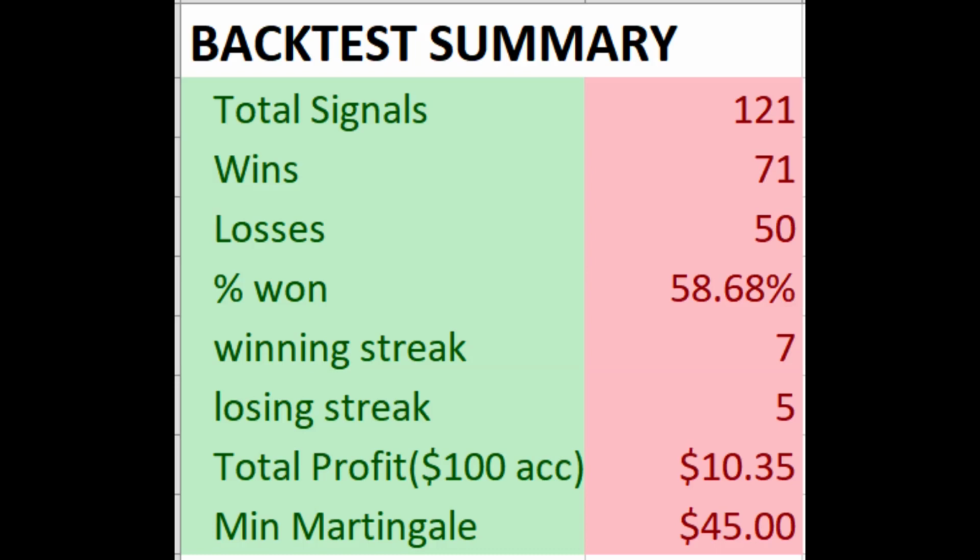Assuming a starting balance of $100 and a risk of 1%, and also assuming trades were taken on EURUSD alone, the strategy would have made $10.35 in 16 days. Starting with 1% risk, a martingale system would not have blown this account.